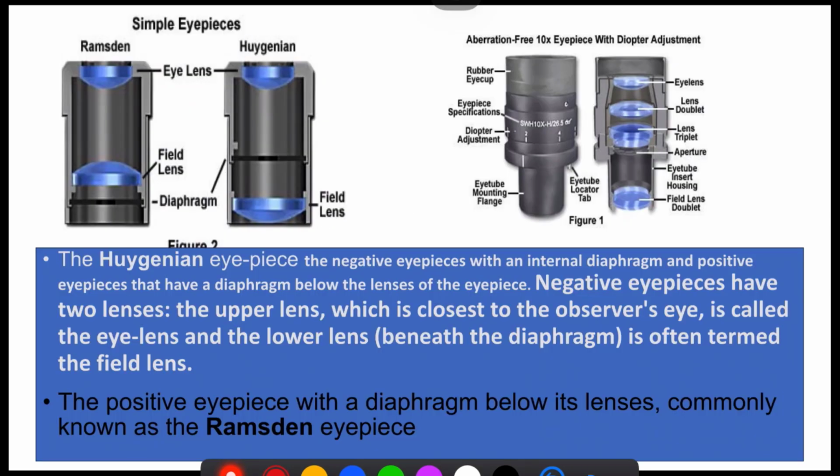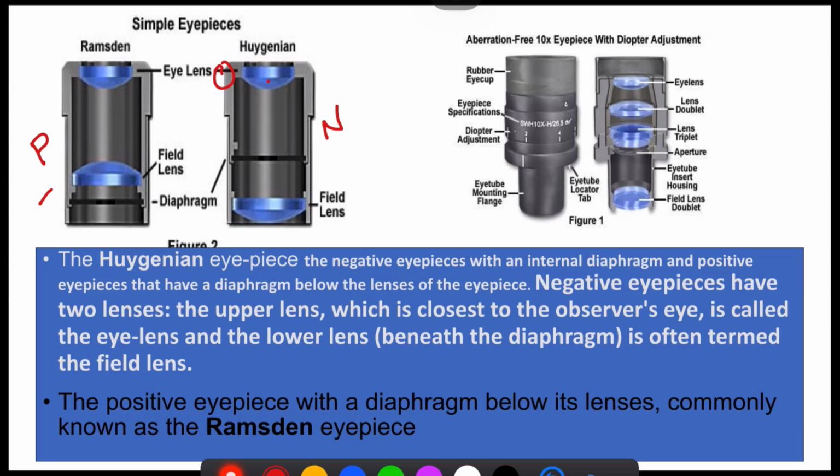Here there are two types of simple eyepieces, the Huygenian and Ramsden. These are called the negative eyepiece and the positive eyepiece. Both have an eye lens at the top and a field lens. The difference is that the diaphragm is below the field lens in the positive eyepiece, or Ramsden, and above the field lens in the Huygenian.